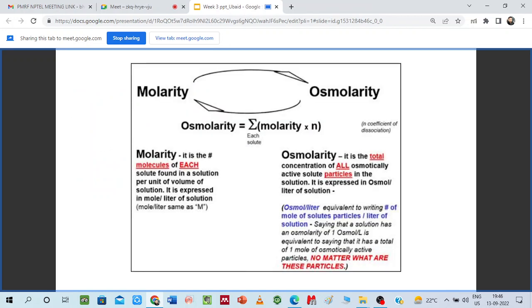So here I have shown the comparison between the molarity and osmolarity. Osmolarity is a summation of molarity multiplied by the number of particles n. So molarity, as you noted, is the number of moles per liter of solution, but osmolarity is the total concentration of all the osmotically active particles which have the potential to increase or decrease the osmotic pressure.